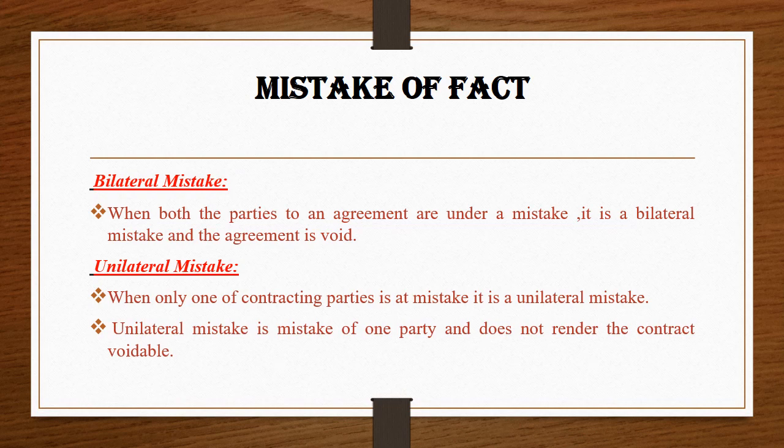Unilateral mistake is the mistake of one party and does not render the contract voidable. So, bilateral mistake arises when both the parties commit a mistake, and unilateral mistake arises when any one of the parties makes a mistake. In case of bilateral mistakes, the contract or the agreement becomes void. But in case of unilateral mistake, as only one party is committing the mistake, it does not render the contract voidable.